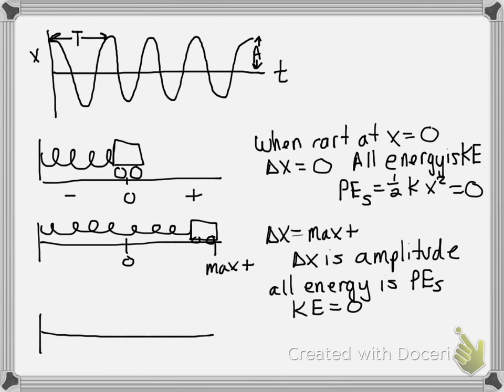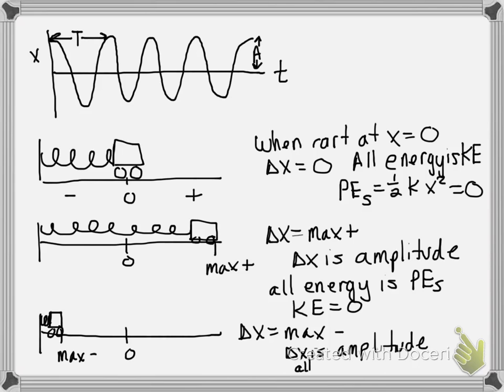Make it keep going. If the object is in its maximum negative position, you have your delta x as a maximum negative. The delta x is still representing the amplitude, just on the other side of the graph. All the energy would be spring. Kinetic energy is still zero. This would represent any of those trough positions where it has moved from a positive position through zero and made it over there to the left, where it's at its maximum negative position. The slope of a tangent line at any of those troughs in the graph above is going to be zero, zero kinetic energy. All the energy is going to be spring potential energy.